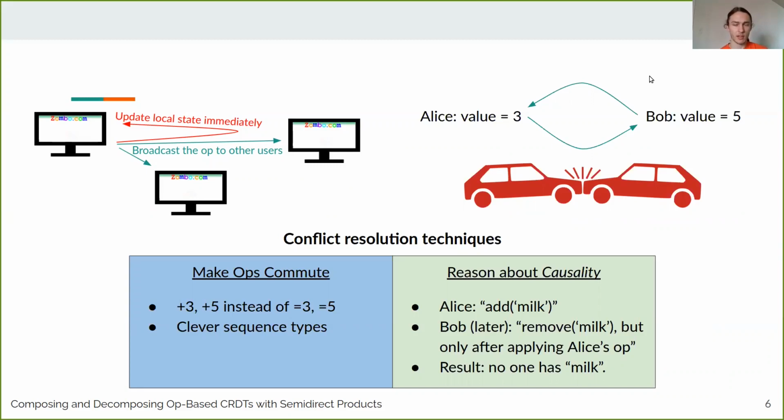So we notice that anyone else will apply add and then remove milk in that order, so they'll end up in the state where they don't have milk on the shopping list. And thus everyone will end up in the same state. There's no conflict anymore.